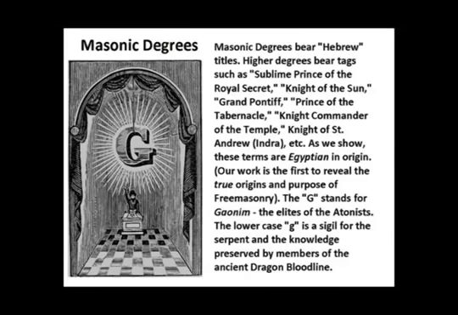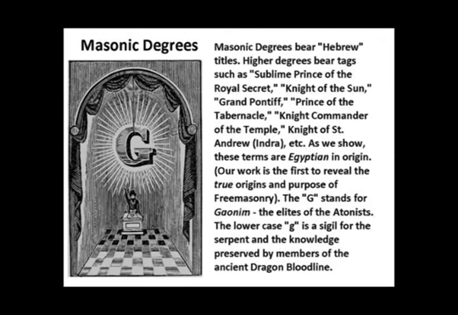Now, Masonic degrees bear Hebrew, or what we might want to call, for argument's sake, Hebrew titles. Higher degrees bear tags such as Sublime Prince of the Royal Secret, Knight of the Sun, Grand Pontiff, Prince of the Tabernacle, Knight Commander of the Temple, Knight of St. Andrew, and Andrew is nothing more than a rendition of the Aryan Indra, etc. As we show, these terms are Egyptian in origin. Our work is the first to reveal the true origins and purpose of Freemasonry.